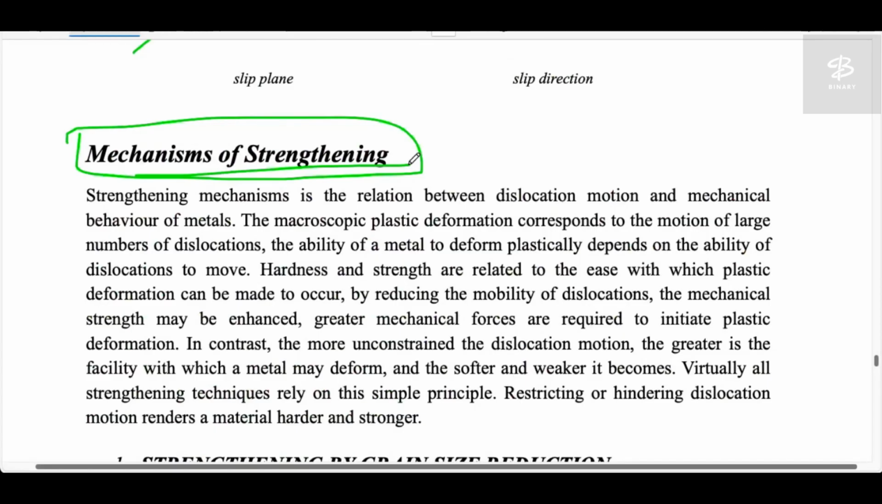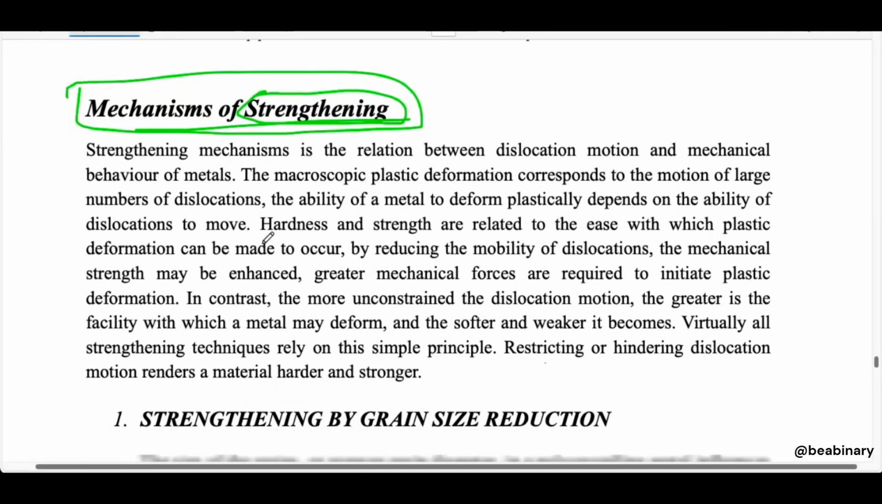So strengthening means what other steps you are going to take so that you can make your material or your crystal perfect. That is the mechanism of strengthening. It means to do something to either remove your dislocations or to manage your dislocations to make your crystal perfect. So this is the main thing.